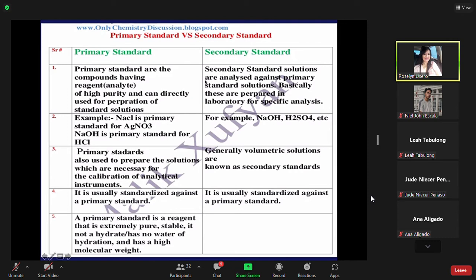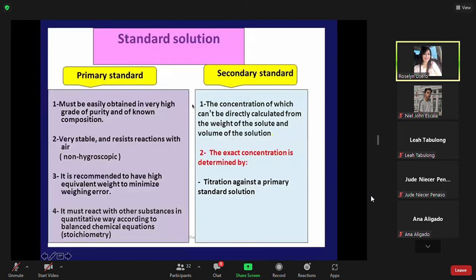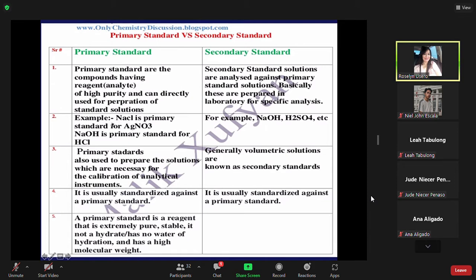So in this case, your sulfuric acid is your titrant. It is standardized against the primary standard. Then the acid, the sulfuric, becomes a secondary standard. Then, you can titrate it again with sodium hydroxide if you want to know the concentration of your unknown solution containing sodium hydroxide.